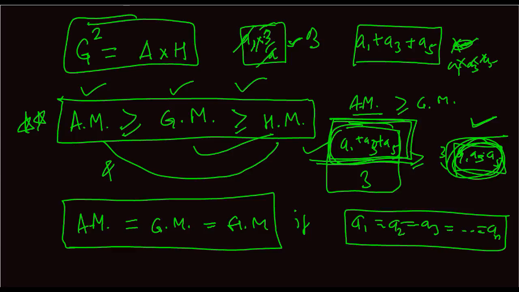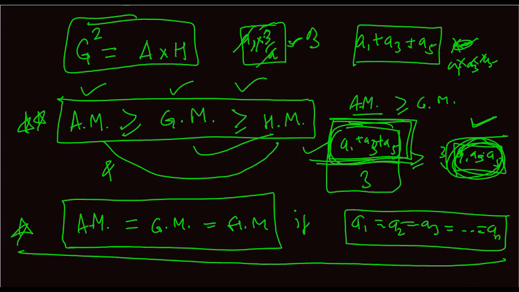Then G square is equal to AH is also important. And this is not that important, because if you know this one, then you will know this one too. So this was all about the means. Now we'll see some important results with respect to this chapter of sequence and series.